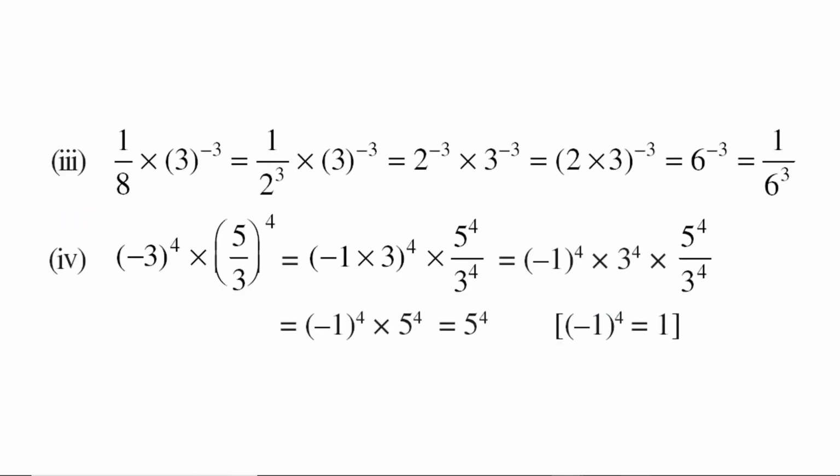Again, 1 by 8 into 3 to the power minus 3. This 8 is nothing but 2 cube, take 2 cube above. This is a, b, and the powers are same, so a into b to the power minus 3, 6 to the power minus 3, this is 1 by 6 to the power 3.